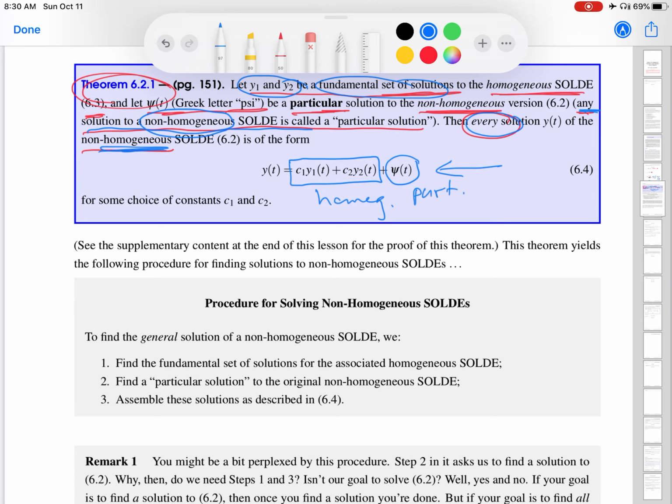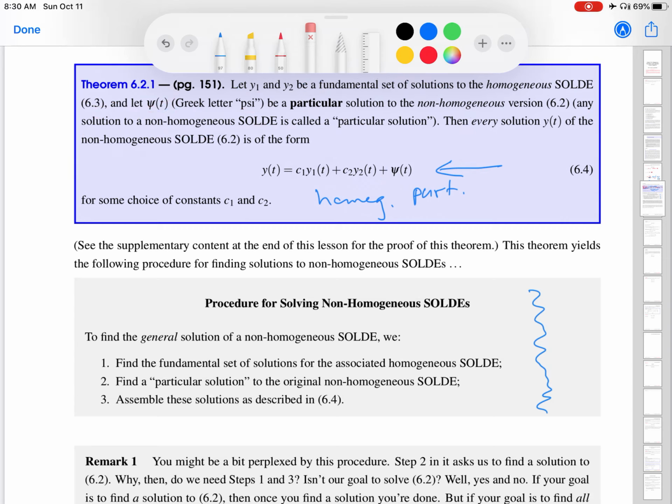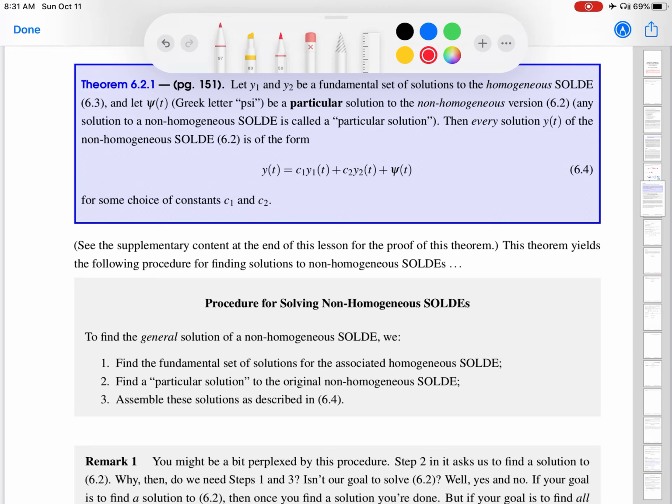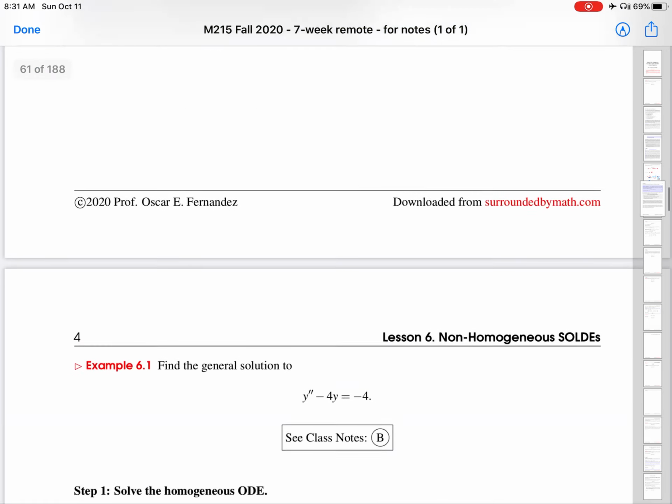All right, so that's basically what the theorem is telling us, and therefore it gives us this nice little procedure for finding the general solution of a non-homogeneous ODE. The first thing we have to do is find the fundamental set of solutions for the associated homogeneous ODE, and then we have to find a particular solution to the original non-homogeneous ODE, and then we assemble them in this form. So that's a quick little review of why we're doing what we're about to do. Let's scroll down here and figure that out.